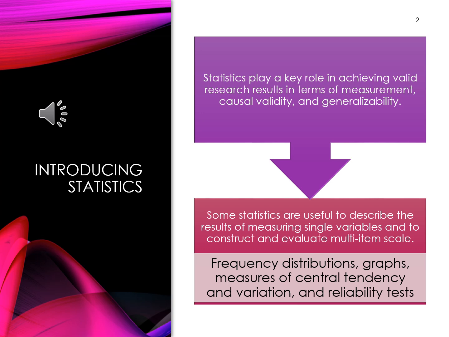So this chapter introduces several common statistics in social research and highlights the factors that must be considered in using and interpreting statistics. Think of it as more of a review of fundamental social statistics, if you've already studied them, or as an introductory overview if you have not studied them. Statistics plays a key role in achieving valid research results in terms of measurement, causal validity, and generalizability.